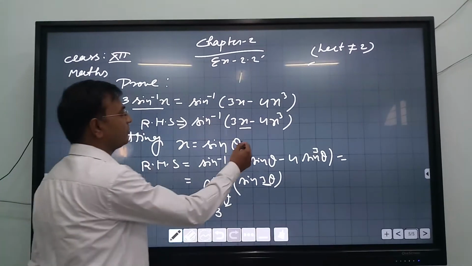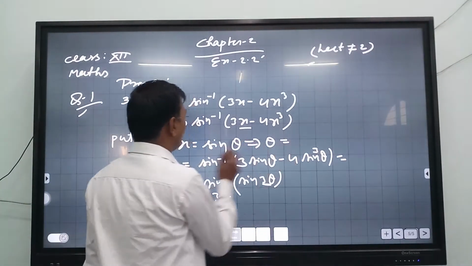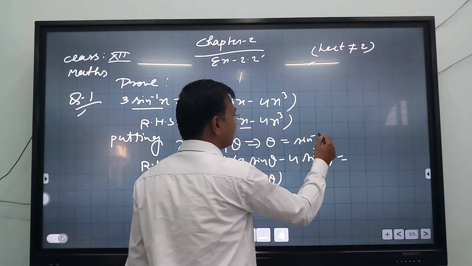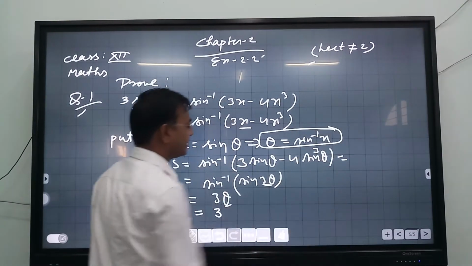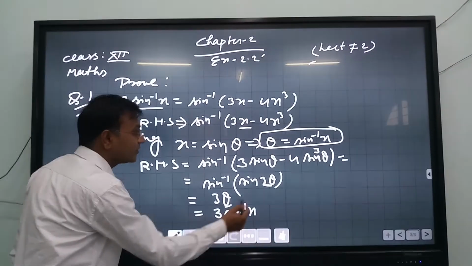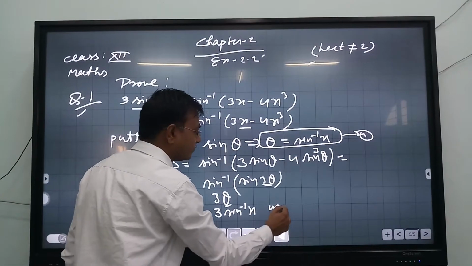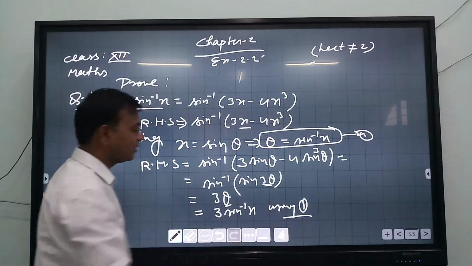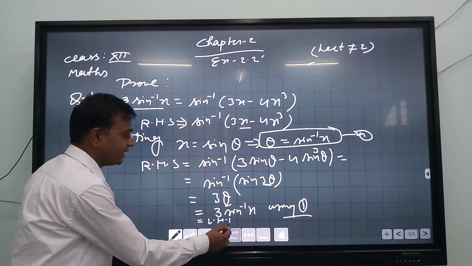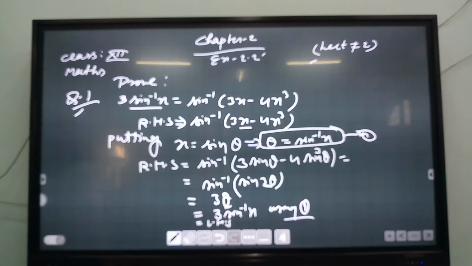So let's find the value of theta from what we have assumed. The value of theta will be found by operating sin inverse on both sides, so sin inverse x, or here only theta, so theta equals sin inverse x. Now replace theta by this value using the first relation, 3 sin inverse x, which is the left hand side. Clear? So check the condition once again.